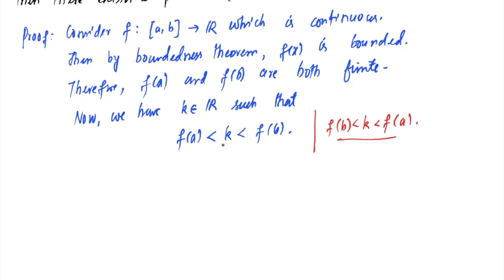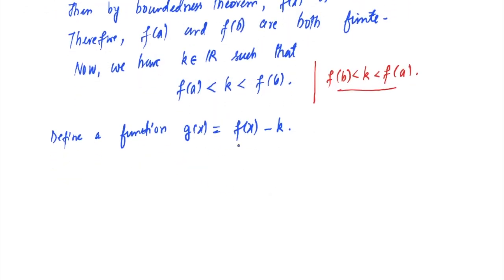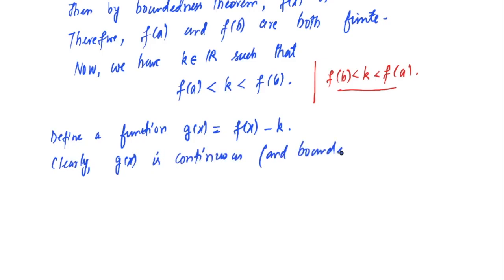Now here, in order to prove that we have a point c belonging to the open interval a b that takes the value k, for that we will define a new function. So now define a function g of x which is equal to f of x minus k. Then since f of x is continuous and k is a finite real number, the function g of x is continuous. So clearly g of x is continuous and in fact bounded on the closed interval a comma b.